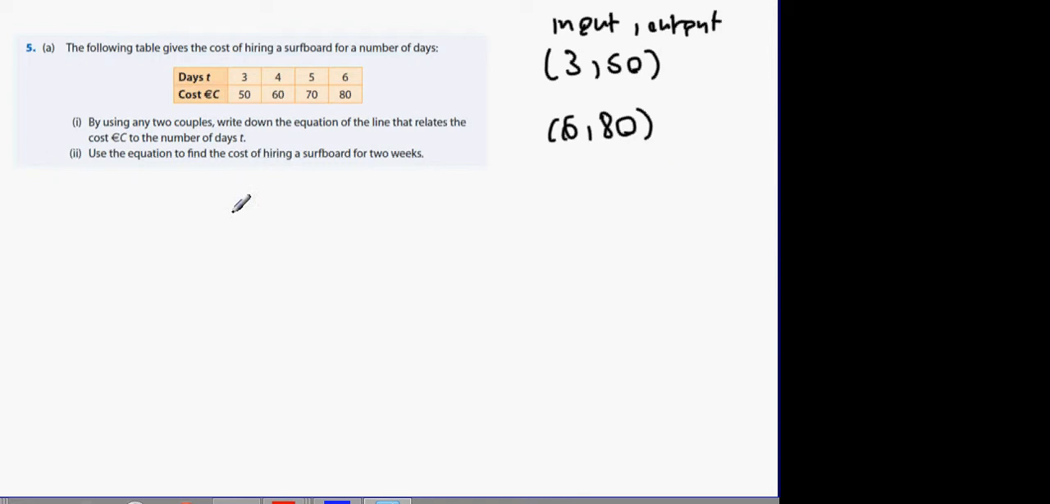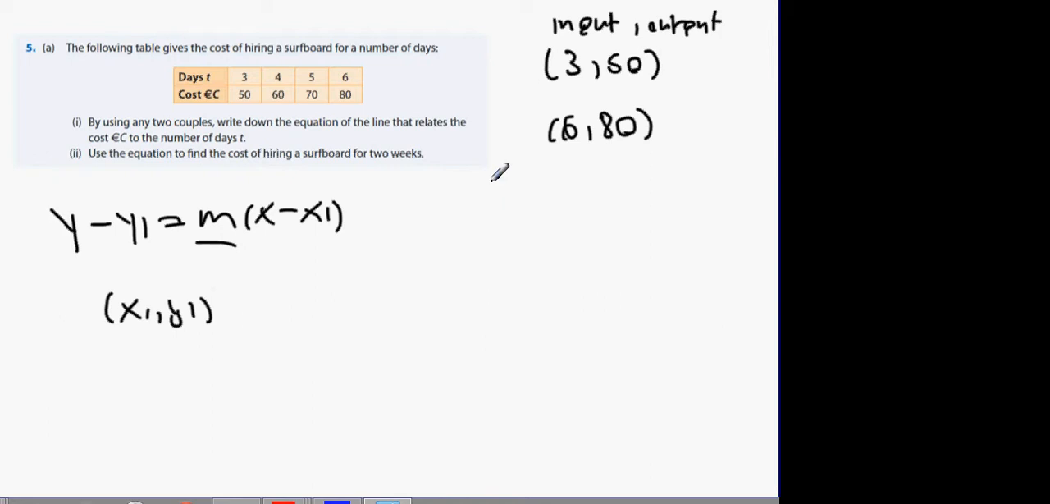Okay? And it goes, find the equation of a line. Write down the equation of a line. Equation of a line is y minus y1 equals m bracket x minus x1, where x1, y1 is a point, James, and m is the slope. You need to write down the slope formula. M equals y2 minus y1 over x2 minus x1.